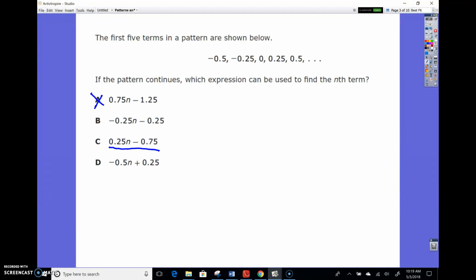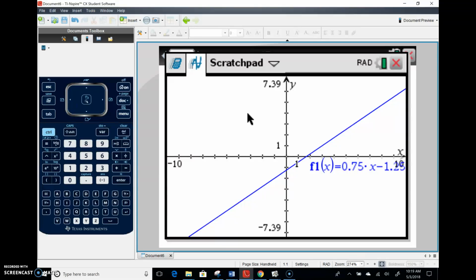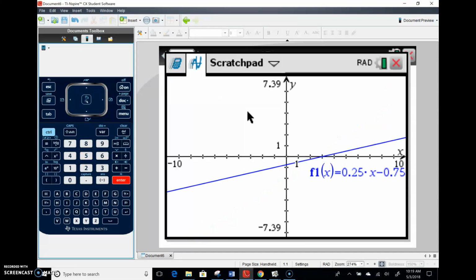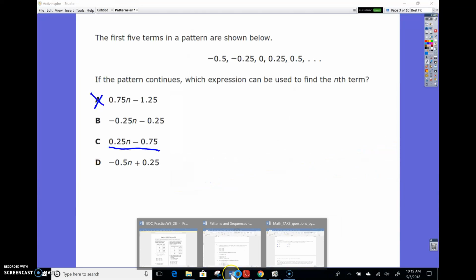0.25 minus Control T, tab, delete. Okay, it's 0.25 minus x minus 0.75, right? Let me make sure that's correct. That's what C is.